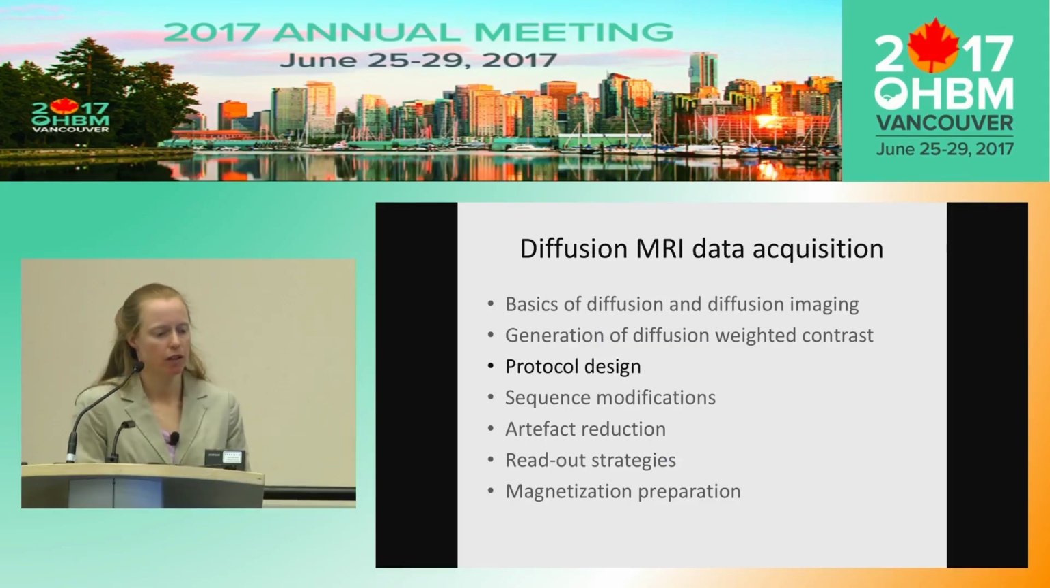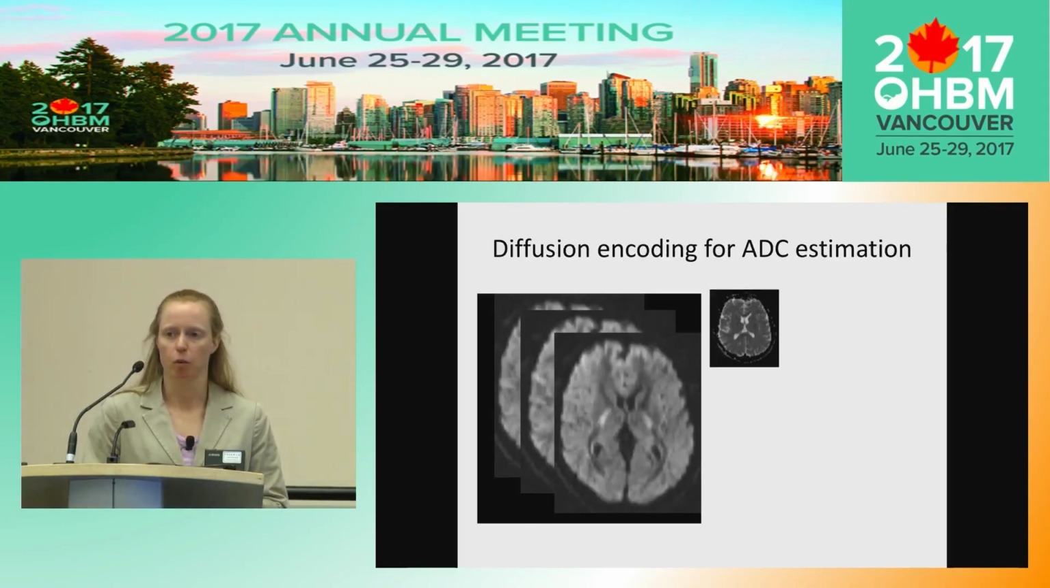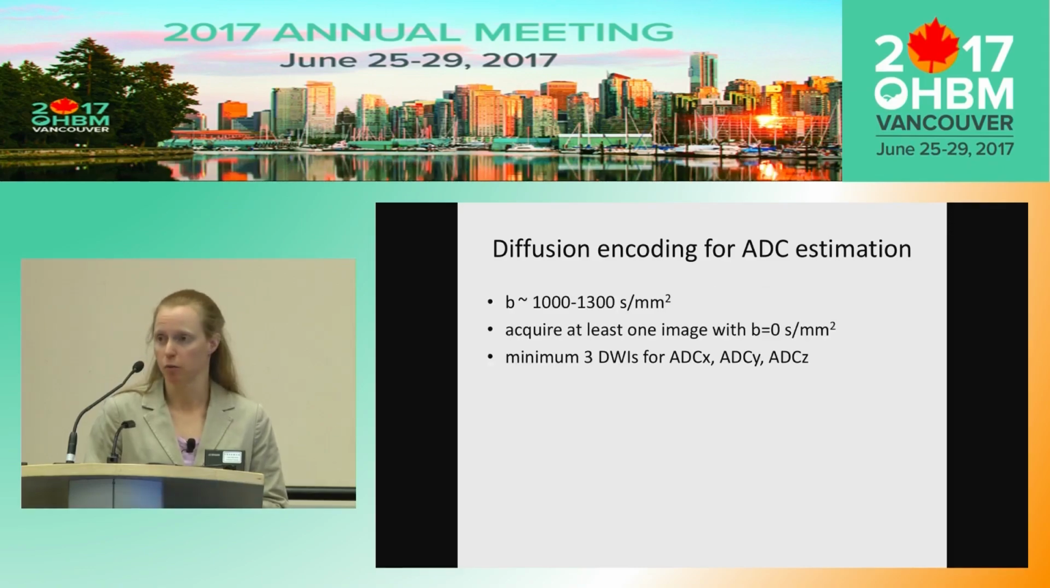So now I'm going to move on to how you could define a protocol to do specific things. If you just want to estimate the magnitude of diffusion, then at minimum you need a diffusion-weighted image and an image with no diffusion weighting, or B equals 0. And the B value you'd want is generally around 1,000 seconds per millimeter squared. What's really important is the magnitude of the diffusion attenuation. So for example, if you were imaging neonates, where the diffusion coefficient is much higher than in adults, you would probably want to reduce your B value significantly.